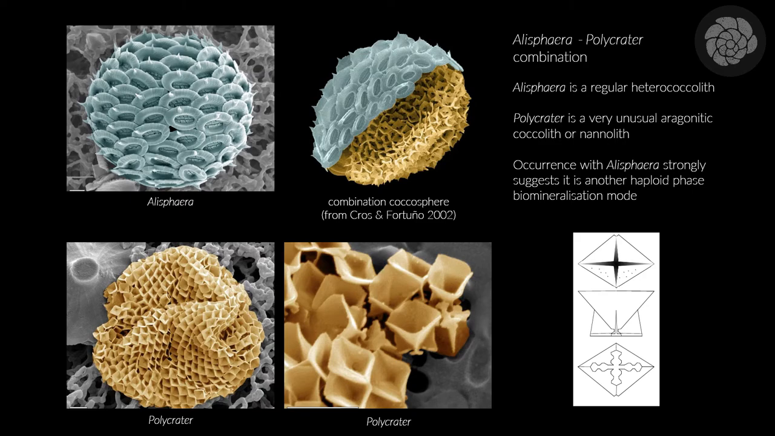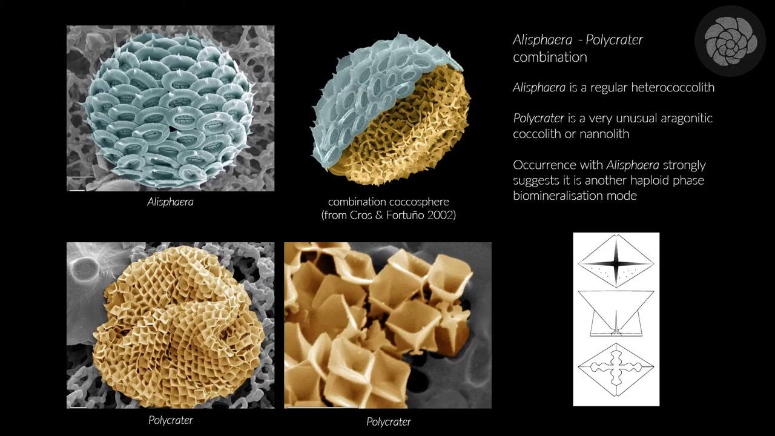And then the alternate life cycle phase, we know again from the work of Louisa Crosses, is Alispira, which is a completely normal heterococcolith. I haven't got a picture of it, but basically it's a perfectly regular heterococcolith. And the alternate life cycle phase is an aragonitic thing, which looks sort of like a heterococcolith, but it certainly doesn't look like a holococcolith. So again, it seems like it's not a modified holococcolith in any way.